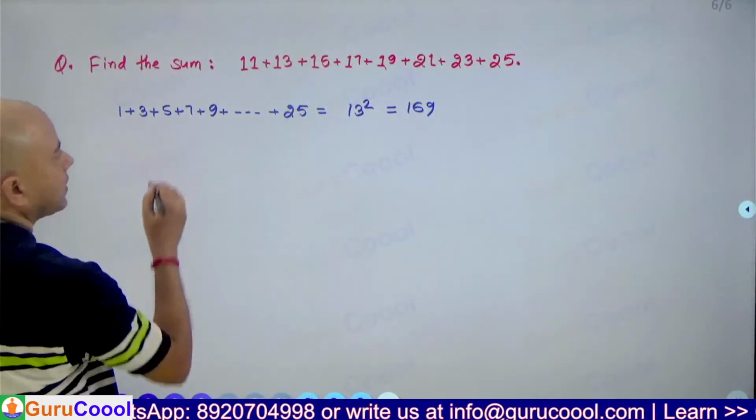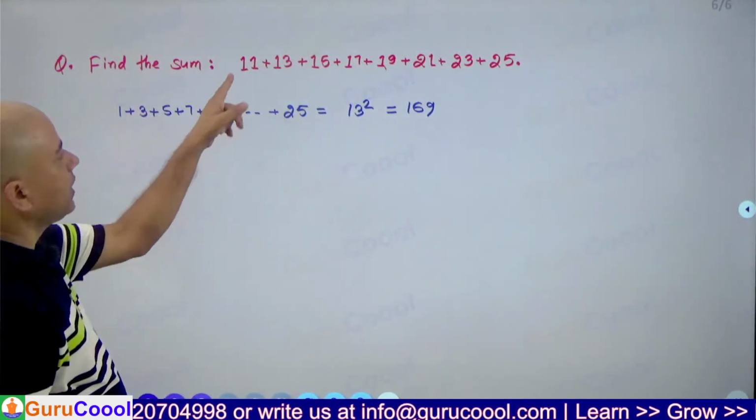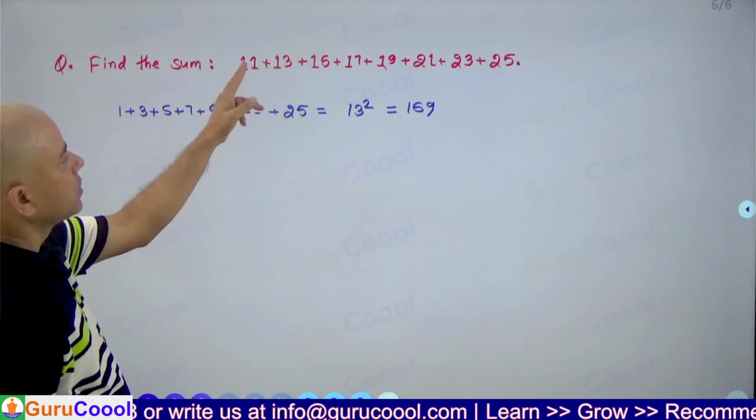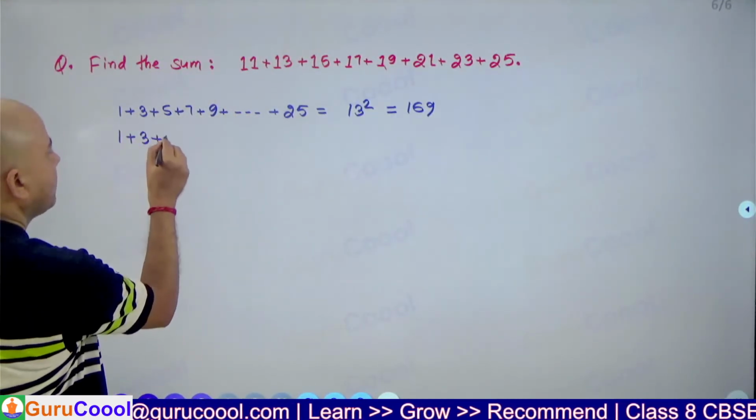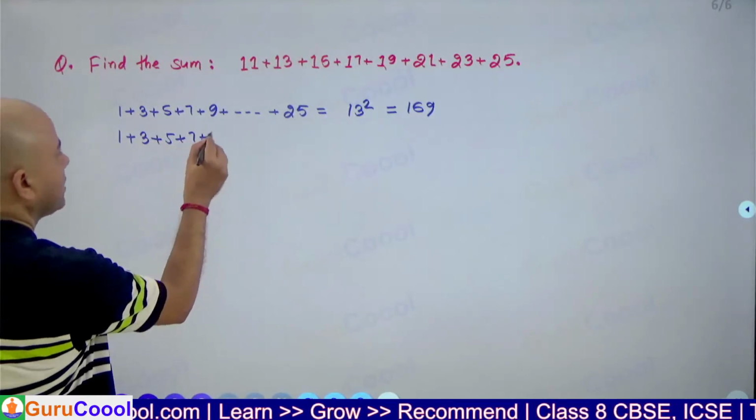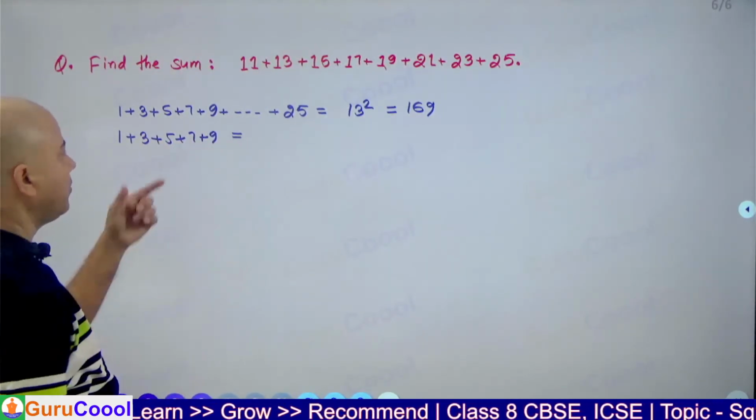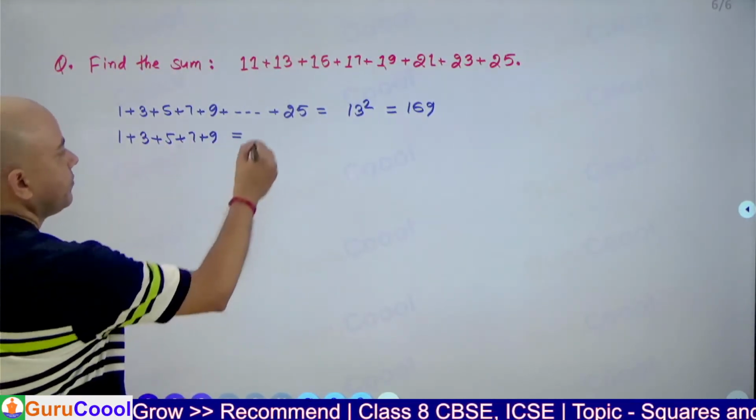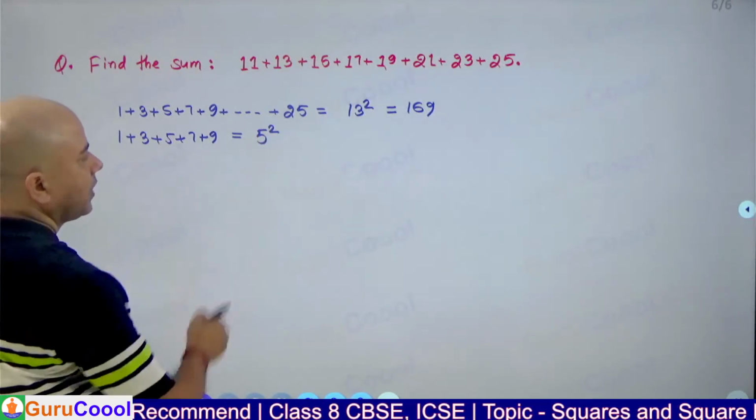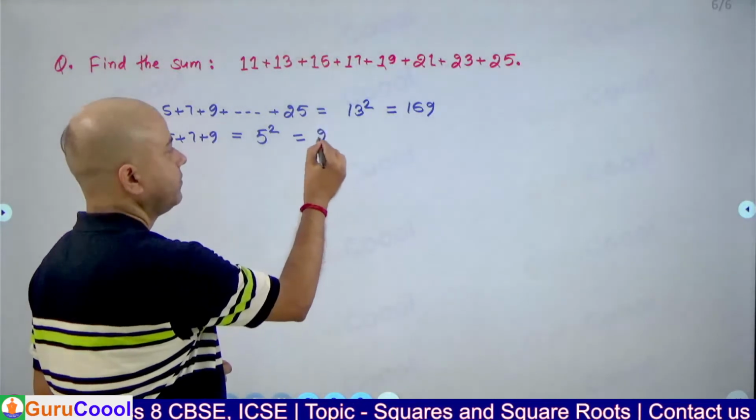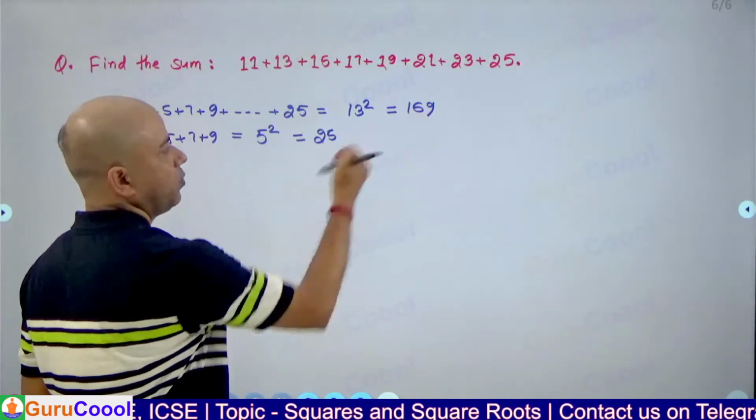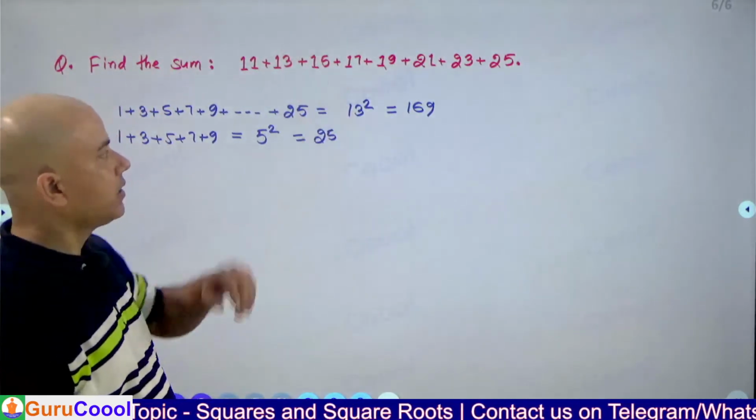Then I will take the sum from 1 to 9 because it starts from 11. So before it, 1 plus 3 plus 5 plus 7 plus 9. How many odd numbers? 5. So 5 square. Now I will subtract 25 from 169 and I'll get the sum.